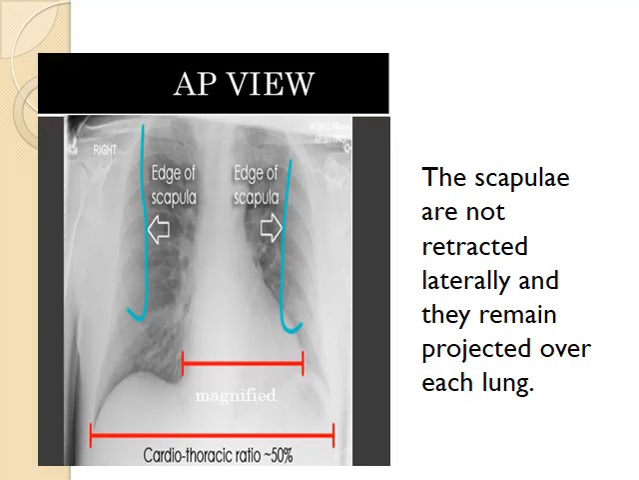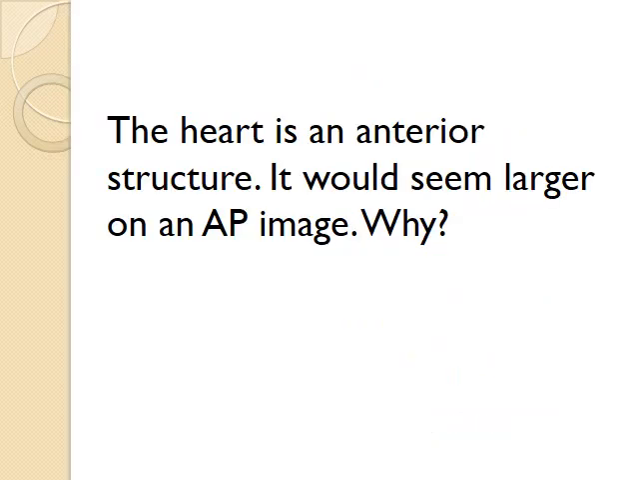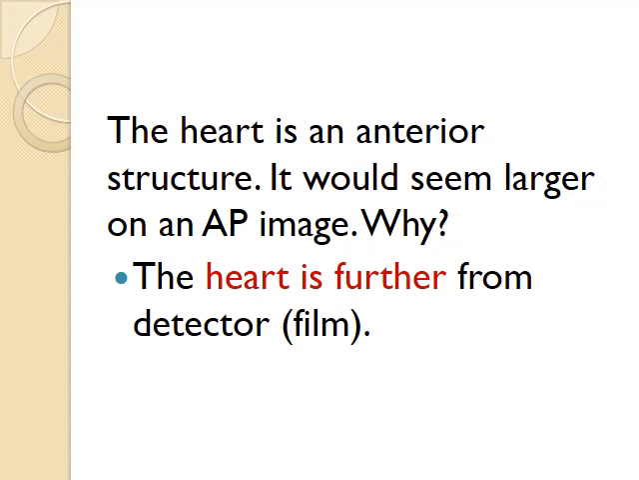In AP view, the scapula are not retracted laterally and they remain projected over each lung. In PA view, the edges of the scapula are retracted laterally with only a small portion projected over each lung. The lungs are therefore more easily seen. The heart is an anterior structure. It would seem larger on an AP image. Why? Because the heart is further from the film.